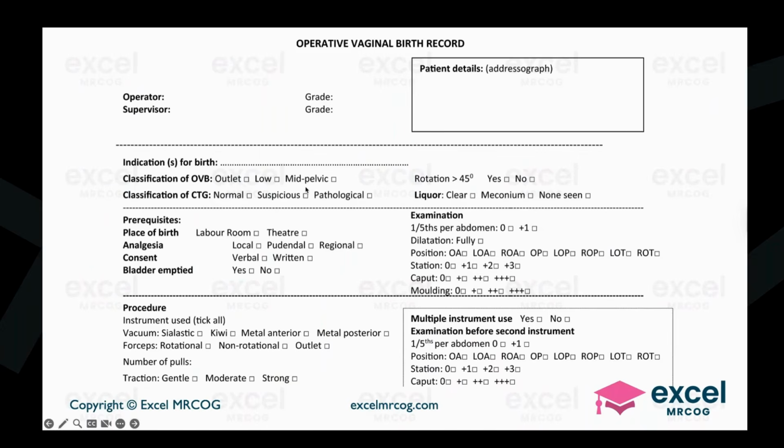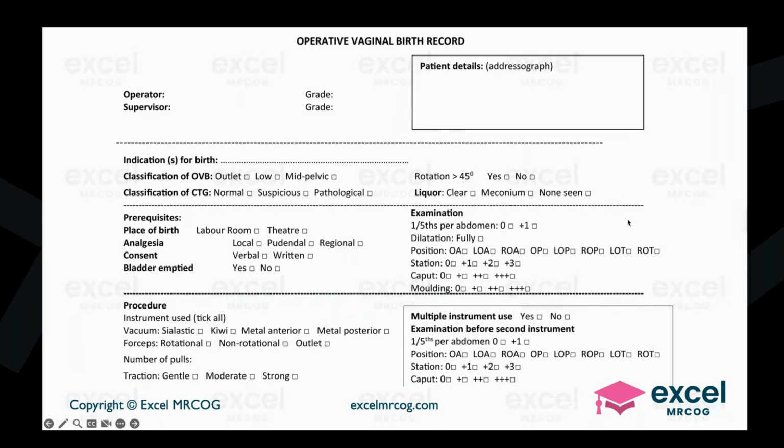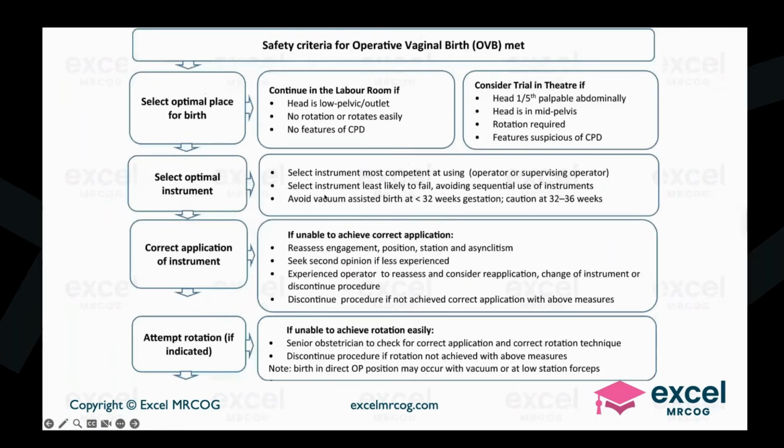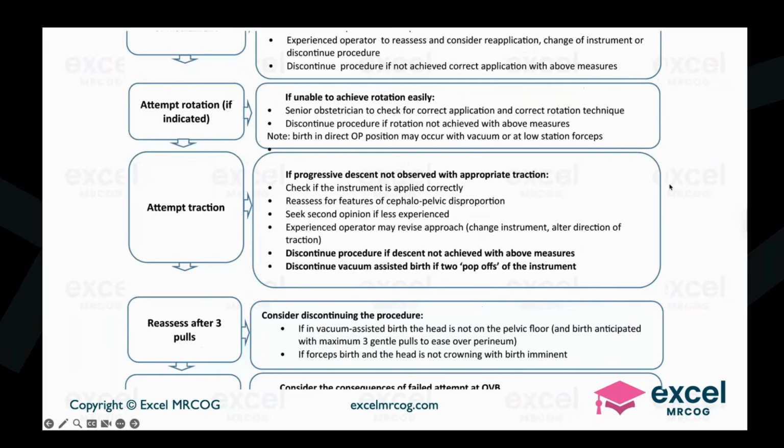So everything regarding where the station was, what the sutures were like, caput, molding, etc., in detail needs to be mentioned in a pro forma format, and what instrument you chose, and if you chose multiple, which ones you chose. Everything needs to be written in this pro forma. All right, now let's go over the choice of instrument before we see safety.